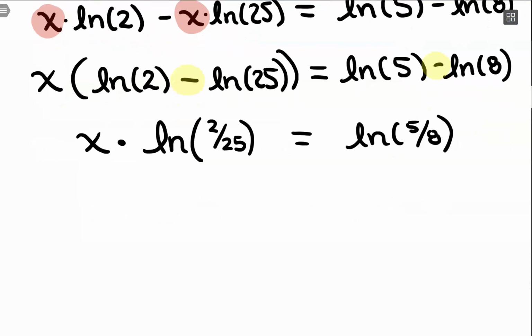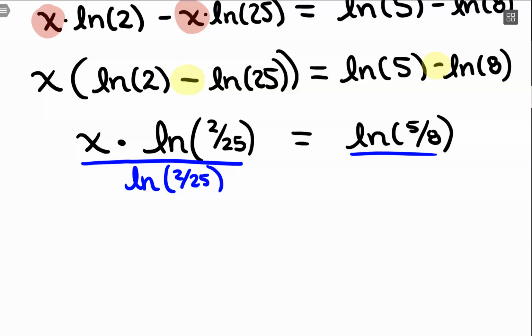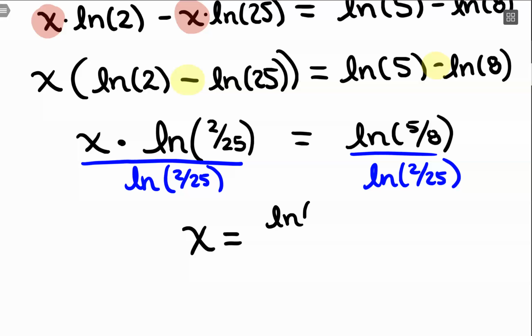So to get x all alone, what we're going to do is divide both sides by this natural log of 2/25. So that on the left-hand side, all we'll have left over is x. And for an exact solution, we'll have this natural log of 5/8 over natural log of 2/25. And to get a decimal estimate, we'll go to our calculator.